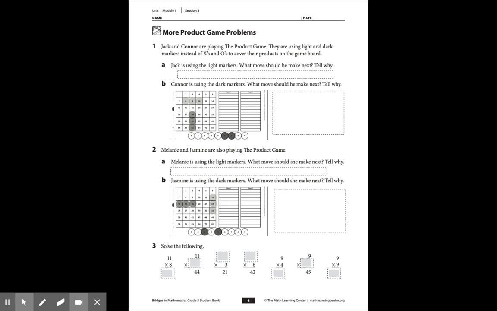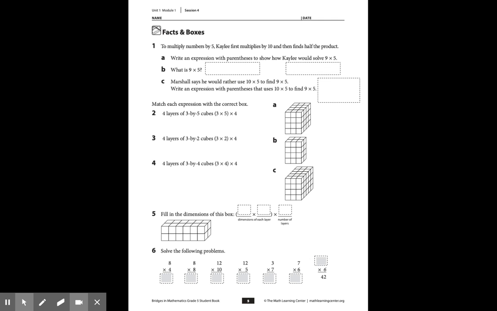And finally, more product game problems. We're going to leave this one alone, okay? I'm sure you're all going to be cheering and happy. Facts and boxes. This is something we have not talked about yet that I've been wanting to talk about, but it's virtually impossible to do with a laggy setup.